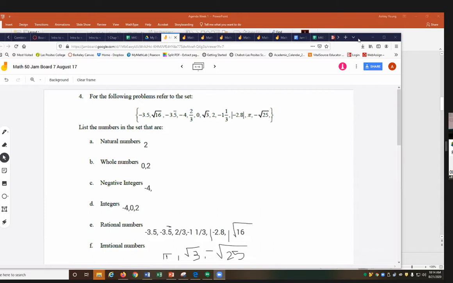Someone else? Someone else step up? Yes. I can do C. So are natural numbers also rational numbers? So no, they're not. Natural numbers are not rational numbers, and it's because natural numbers are whole numbers, and rational numbers are just like fractions.